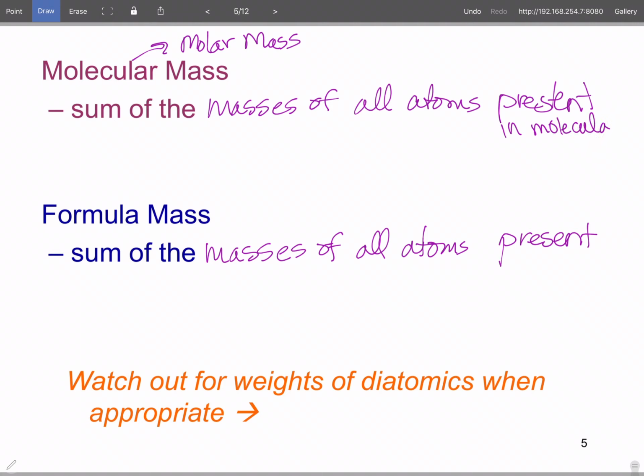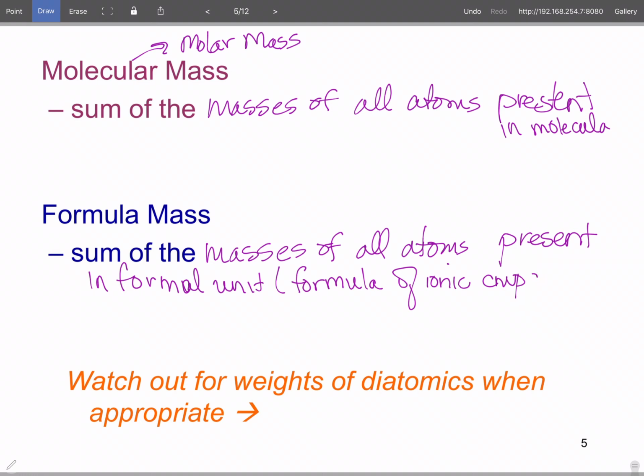Formula mass, and we do use them interchangeably, is the formula unit. And what's a formula unit? Well, basically, that's what we call the formula of an ionic compound. So in this text, especially, they use molecular mass and formula mass interchangeably. And most of the time I'm going to do so as well, but technically they're not the same thing. If it's an ionic compound, you call it the formula mass. If it's a molecular compound, you call it the molecular mass.